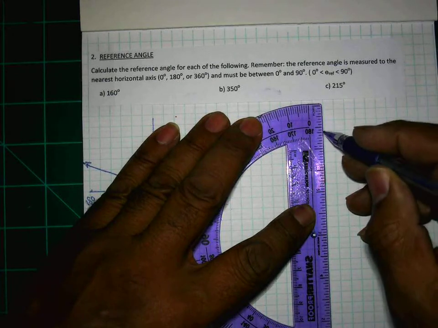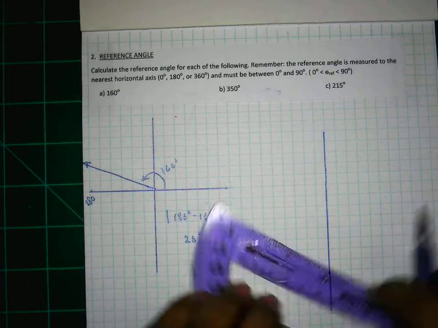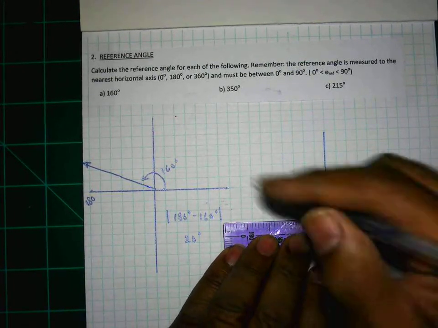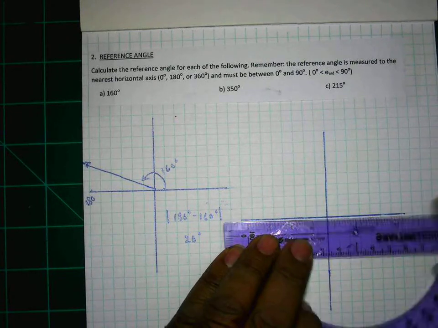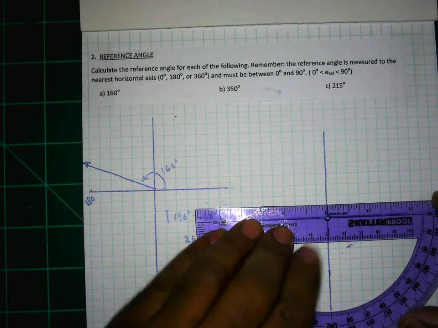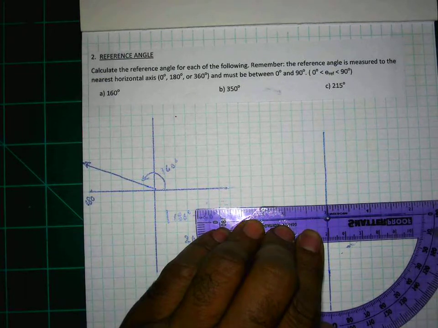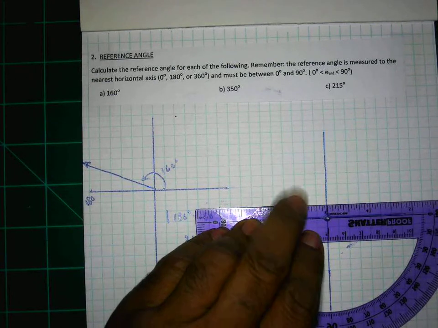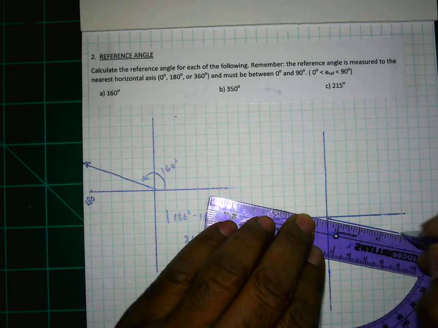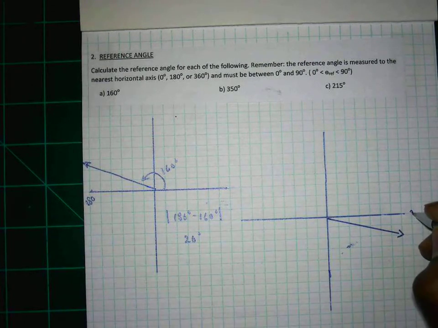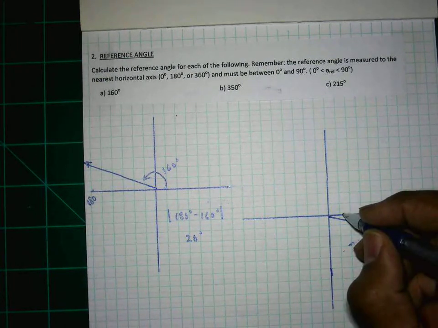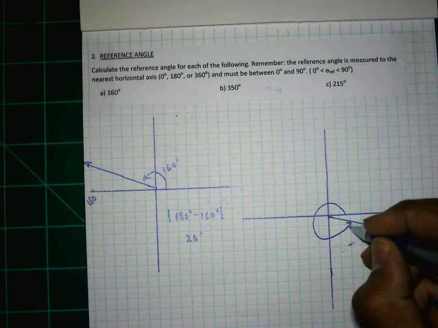Once again, I'm going to sketch me a plane. And I'm going to measure 350 degrees. Now 350 is 10 degrees below. That's going to be about here. This angle here is close to the positive x-axis, which is 360 degrees. And this is 350.